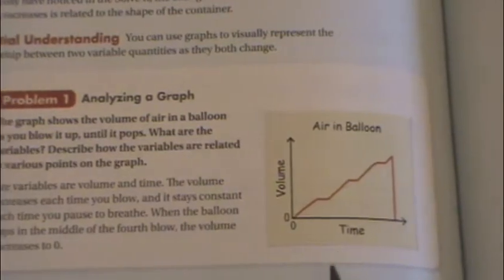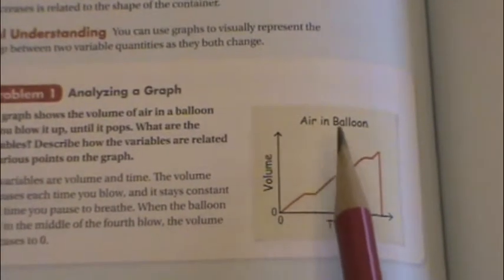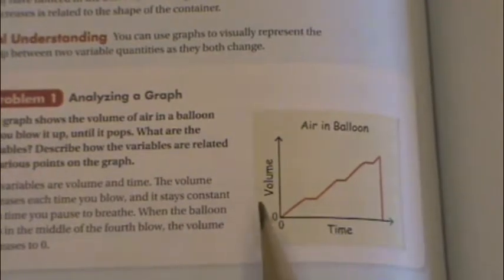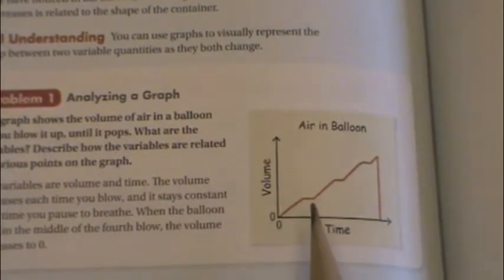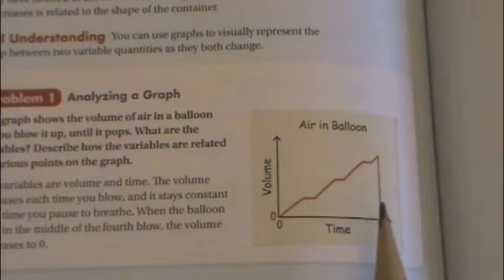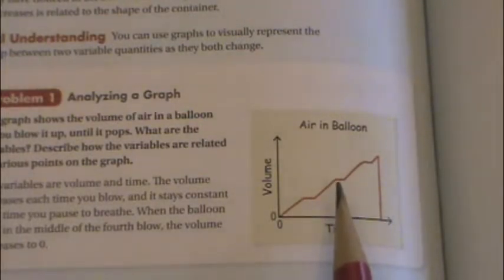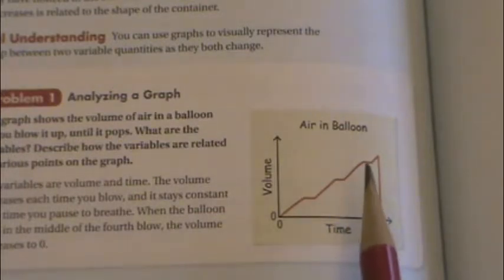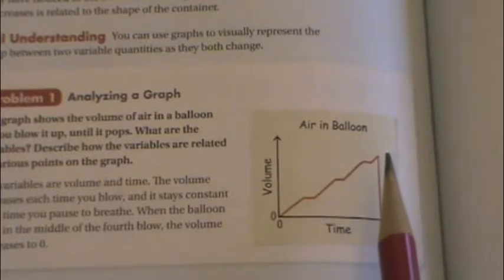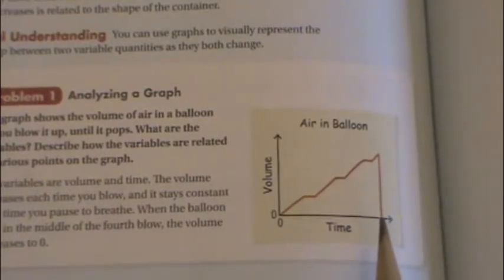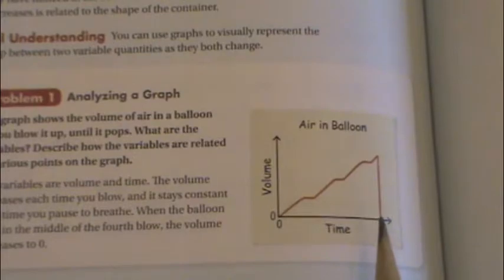Take a look at this graph in problem 1. This is called air in balloon. Here's time, here's volume. So why do you think the graph looks like this? This shows volume increases over time, and then volume stops increasing for a little bit. And then volume increases over time, and then stops for a little bit. Volume increases some more, stops. Volume increases a little more, and then volume just drops back down to nothing. I wonder why. You think.